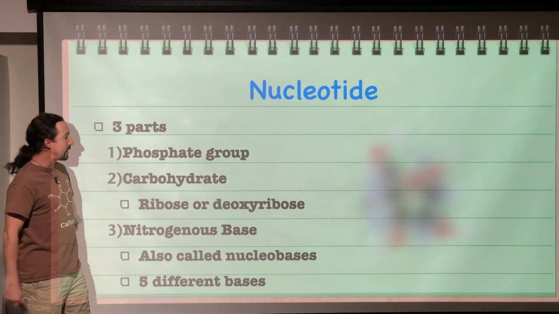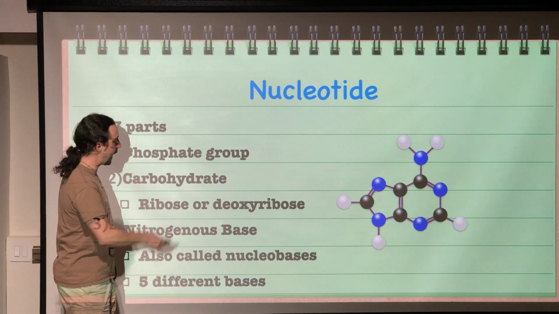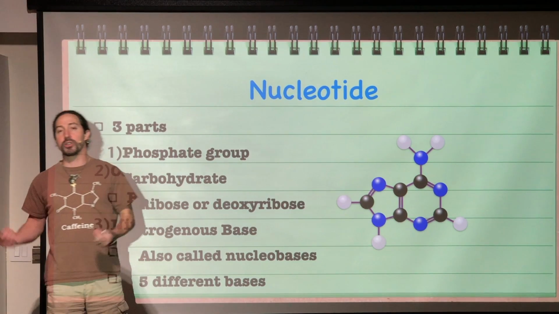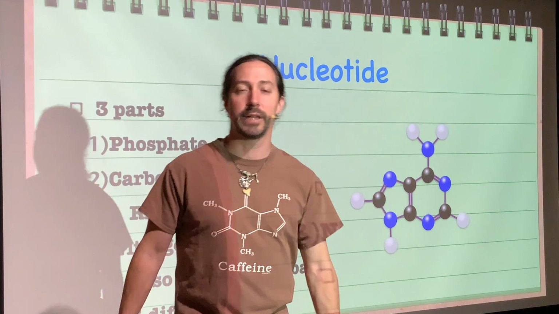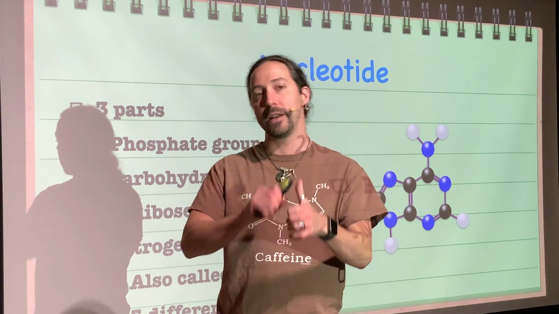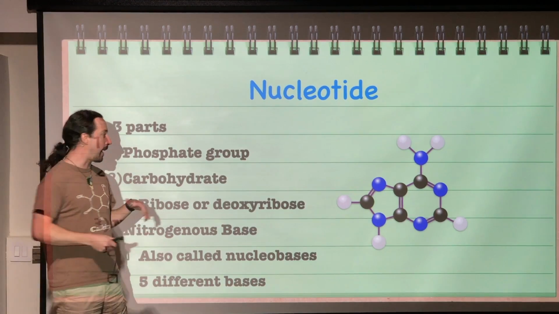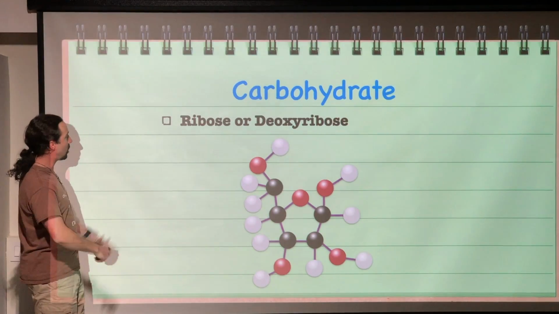And lastly, it's made up of a nitrogenous base. And so we can see all the different nitrogen atoms here. They're also called nucleobases. There are 5 different nucleobases out there. It's adenine, thymine, guanine, cytosine, and uracil. So those are the 5 different nucleobases we can have. So let's check this out.